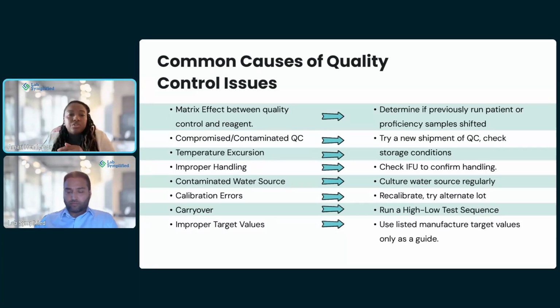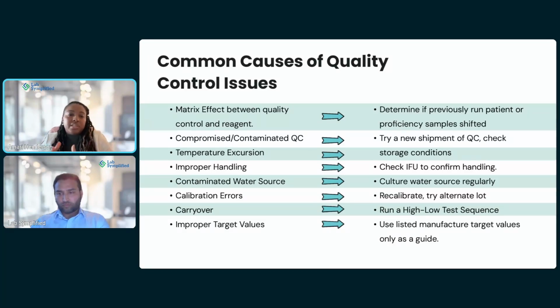And in order to determine if you're experiencing that kind of thing, you want to determine if previously run patient or proficiency samples are also shifting. More than likely, if there's a matrix effect between just the reagent and the control, you're not going to see that same shift with your patient samples. So that is one way you can indicate if you're experiencing something similar to a matrix effect. And again, if you call the manufacturer of the product, these are things that they may be able to help you pinpoint. Maybe these are known issues that have been reported to them already. So this is one way you can determine if you have this type of issue.